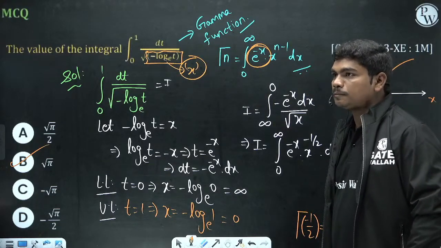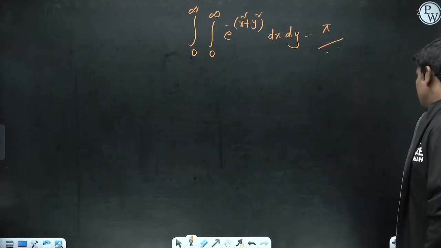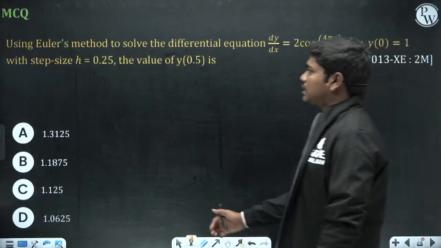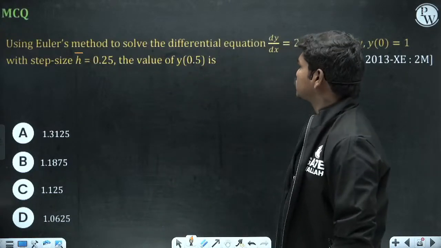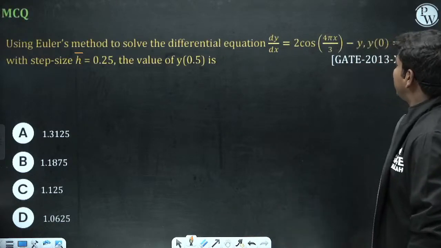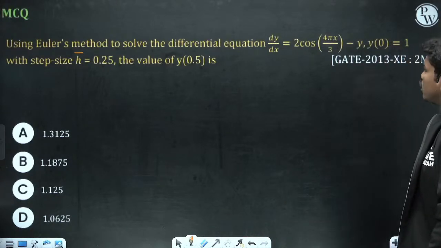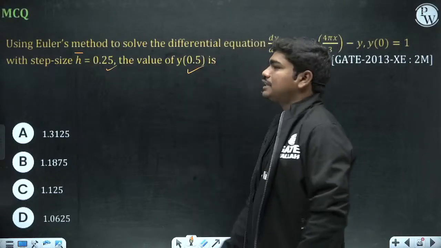Okay, fine. So let's continue to the next question. Euler's method. I have set one simple question. Using Euler's method, solve the differential equation dy by dx is equal to 2 cos 4 pi x by 3 minus y, where y of 0 is equal to 1. Step size is 0.25. Value of y at 0.5 is 1.